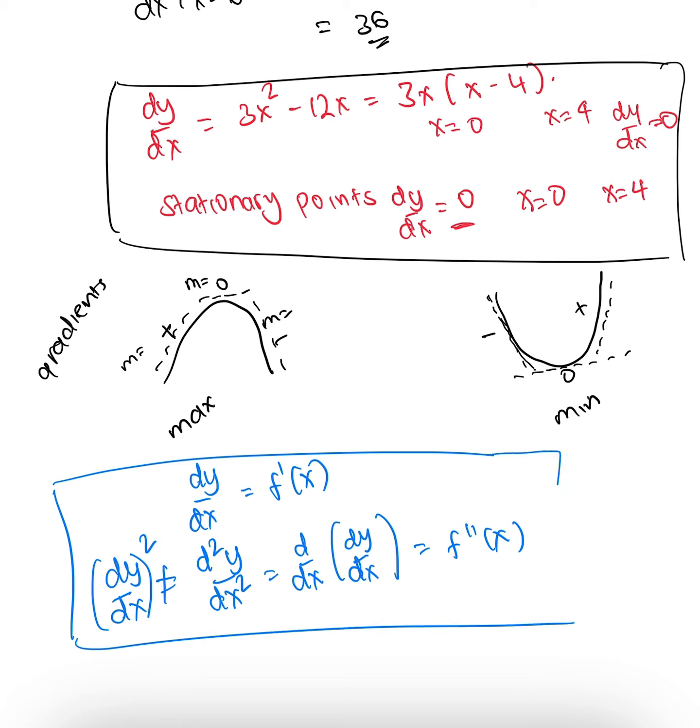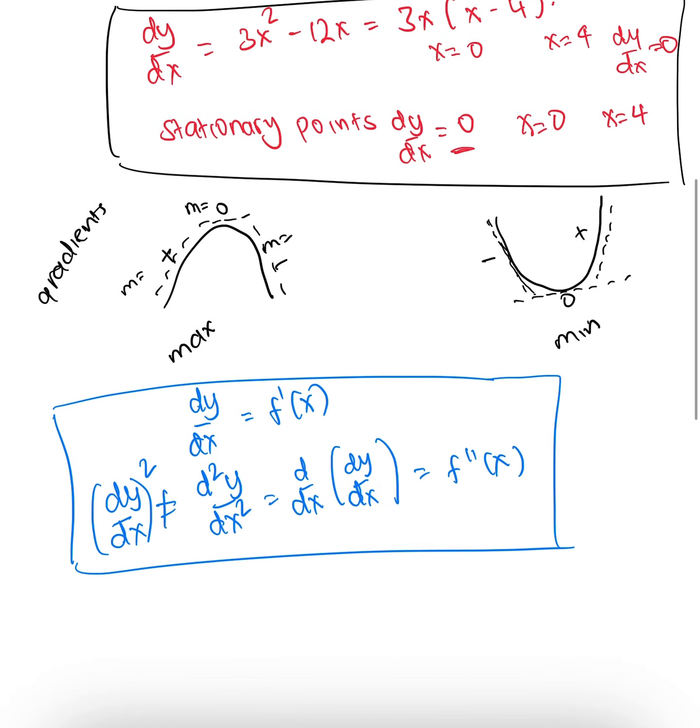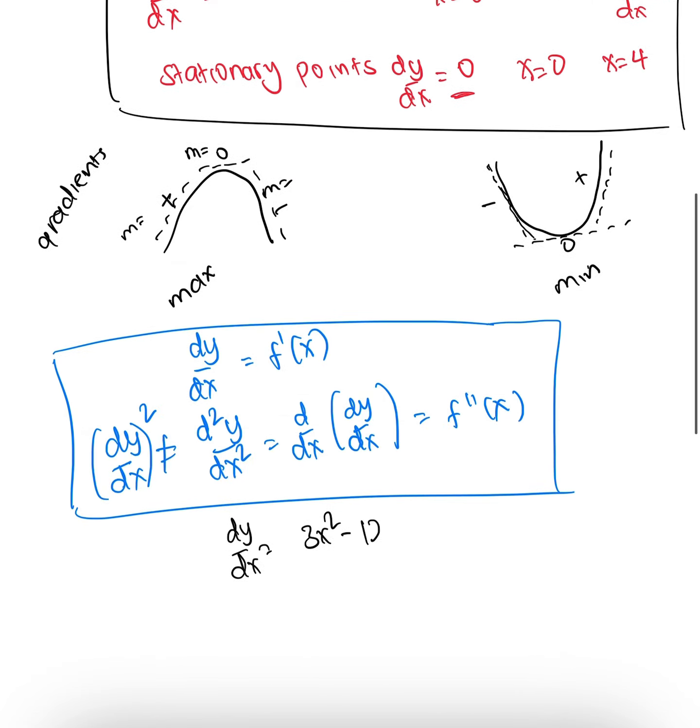So let us differentiate again. Initially, in my function that I had here, I had dy by dx was 3x squared minus 12x.